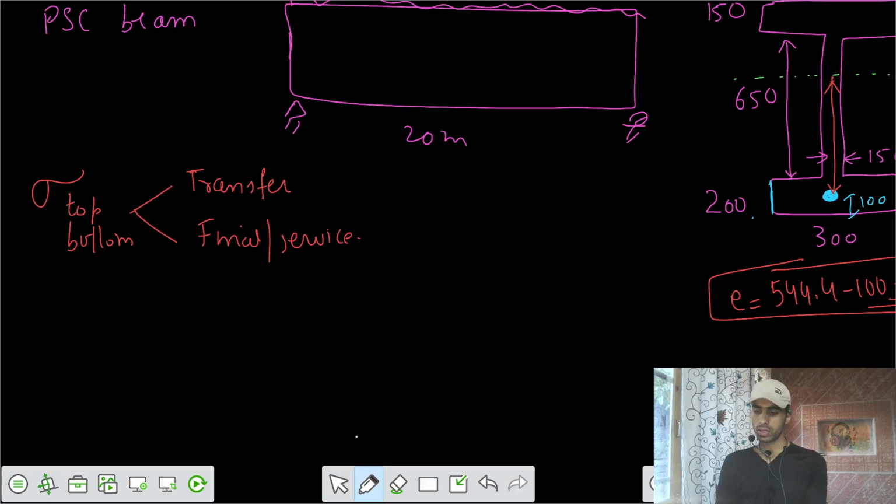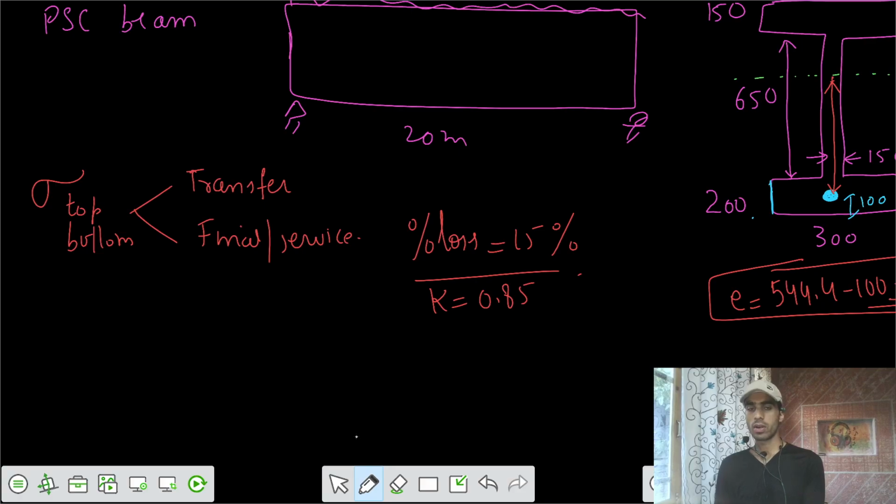And one more thing is there, that percentage loss is 15%. Percentage loss of either we can say force, prestress force, or percentage loss of prestress. That is 15%, that means the K value is equal to 0.85. Can we say that the remaining portion of the total stress is 85%. And all the data for the cross section is provided to you.